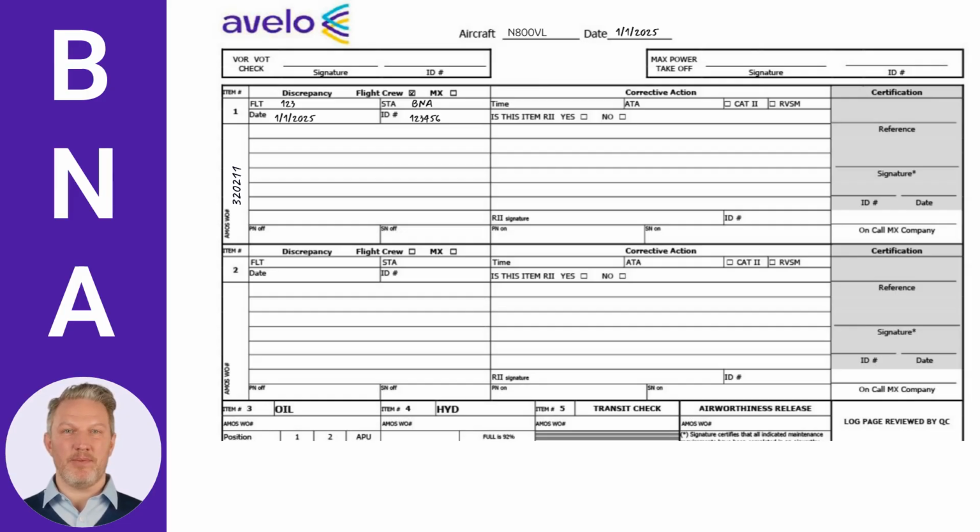The discrepancy has been filled out for you. This was a write-up by the flight crew. They found the L1 slide partially deployed. It was reported to maintenance control, and a Delta technician came out to fill out the log page for the ferry flight. We are just going to focus on the top portion of the log page at the moment.